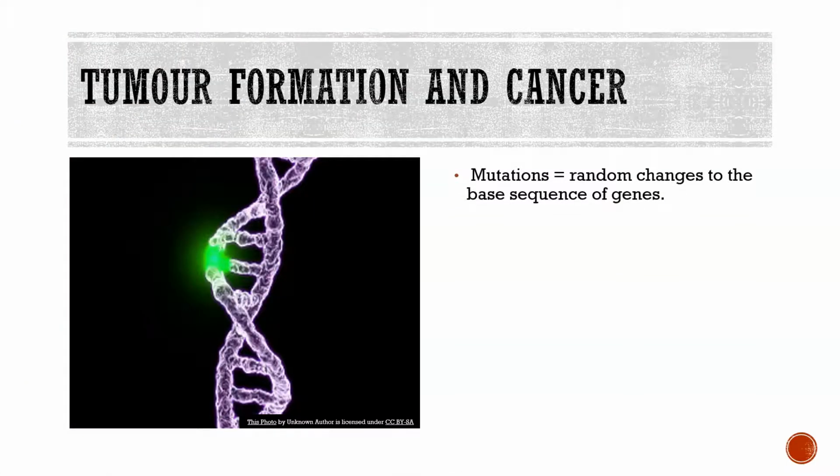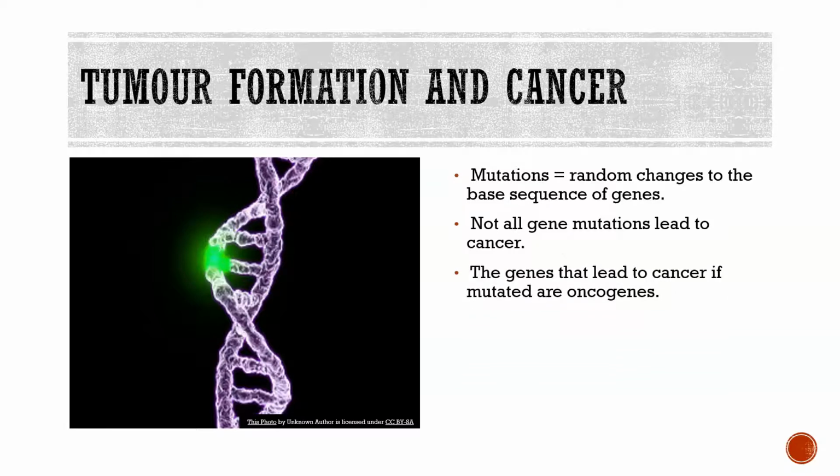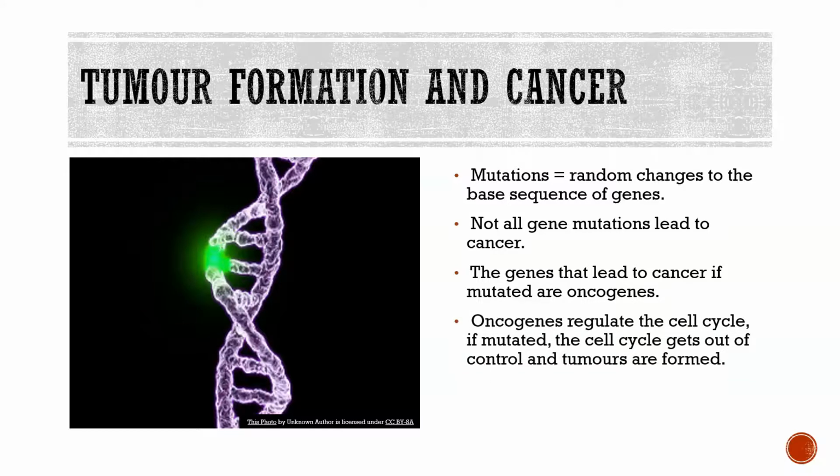Mutations are random changes in base sequences of genes. Not all gene mutations will lead to cancer. The genes that lead to cancer when mutated are called oncogenes. Okay, so remember onco being cancer. Oncogenes regulate the cell cycle. If mutated, the cell cycle gets out of control and tumours are formed.